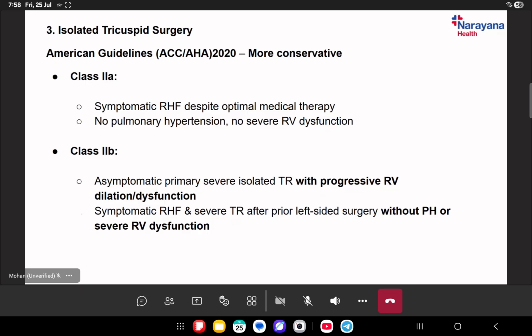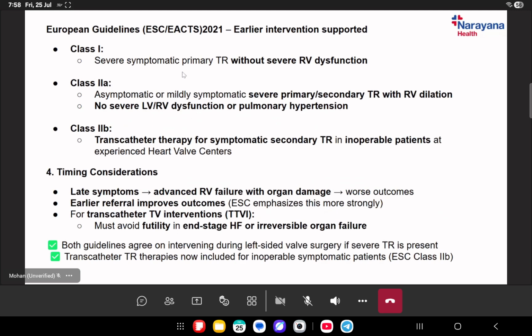Symptomatic right heart failure and severe TR, often after prior left heart surgery, without pulmonary hypertension or severe RV dysfunction. So either we have to take symptoms into consideration, or pulmonary hypertension and severe RV dysfunction. These two should not be there and the symptoms should be. Coming to the European Guidelines 2021, European guidelines are more towards earlier intervention.